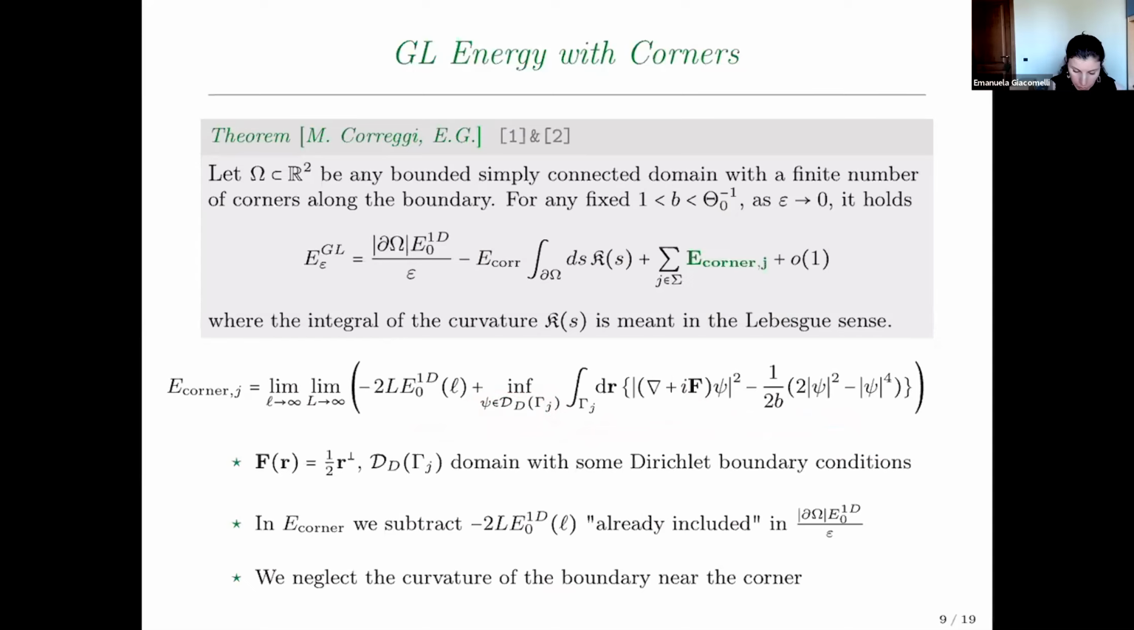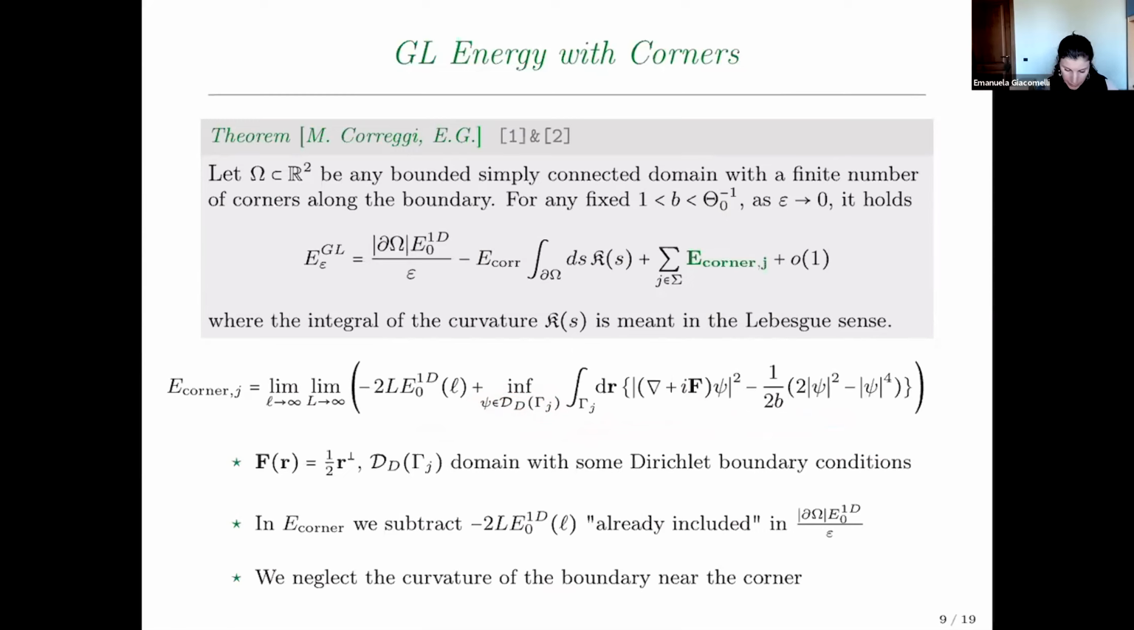The psi you should look at in this minimization problem is a psi taken inside a domain where you put some Dirichlet boundary condition in this region Gamma_j. I will talk a bit about that also later.